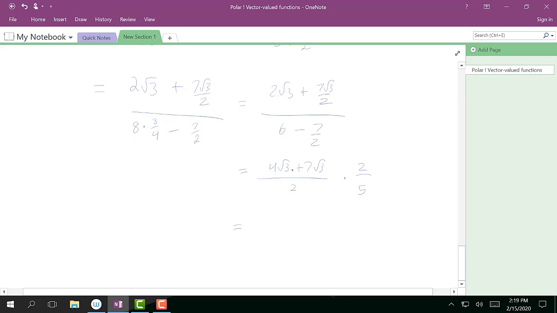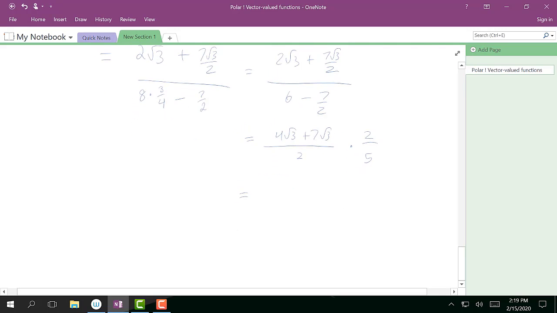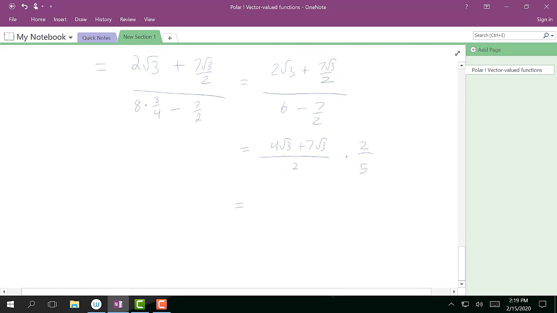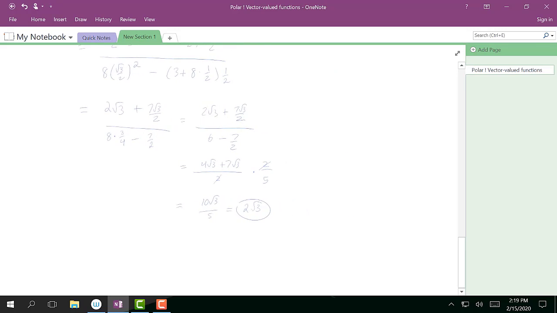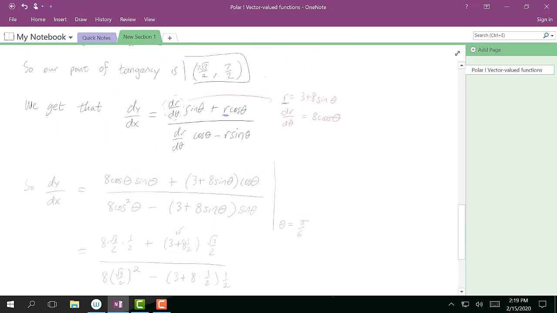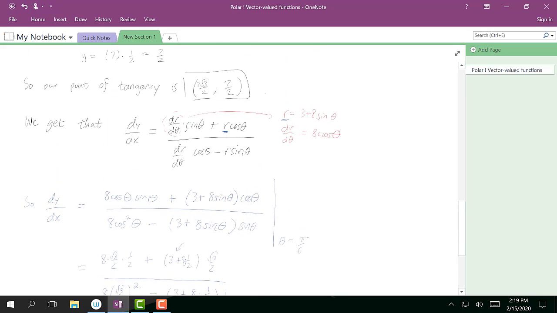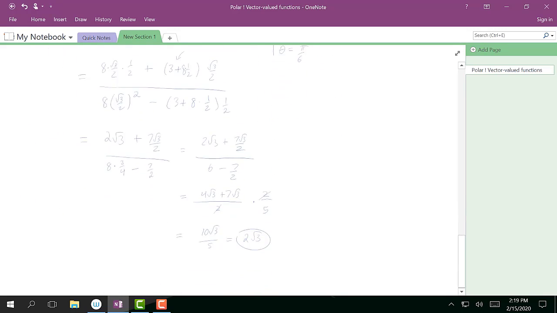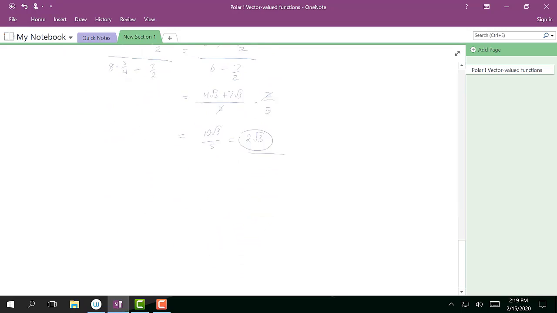So here on the top we have 10 groups of root 3. Actually, this 2 is just going to cancel here. I'm going to have 10 root 3 over 5, which is going to be 2 square roots of 3. Okay, a lot of algebra here, but again, we have our point of tangency, first piece of information we need, and we have our derivative.